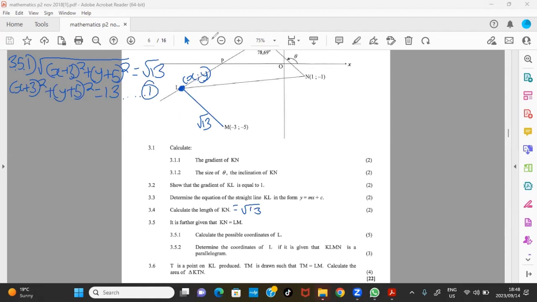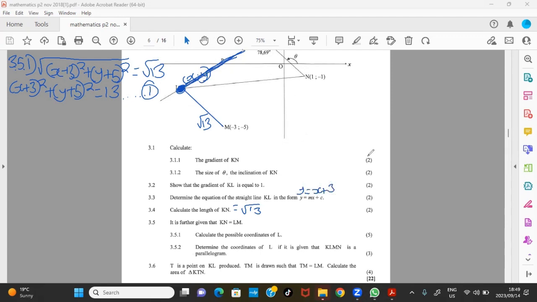KL is this guy. It's just that I can't scroll because I don't have enough space. But then KL is this guy. But then L lies on both line KL and line LM. So here, my point of intersection again. So I'll just have now, and the equation of KL was y is equal to x plus 3.